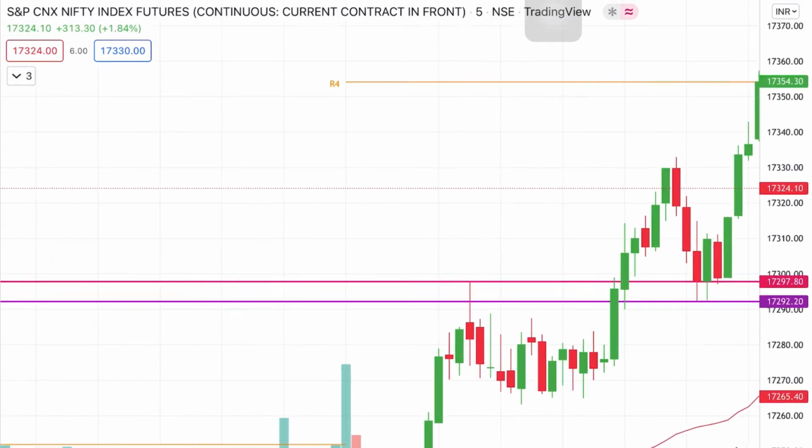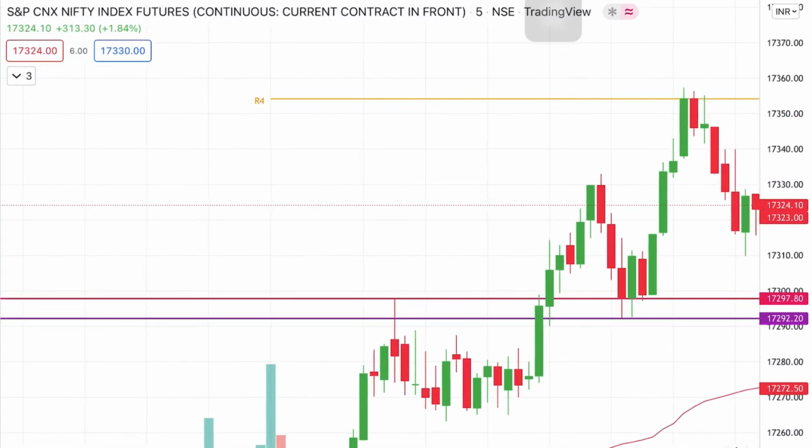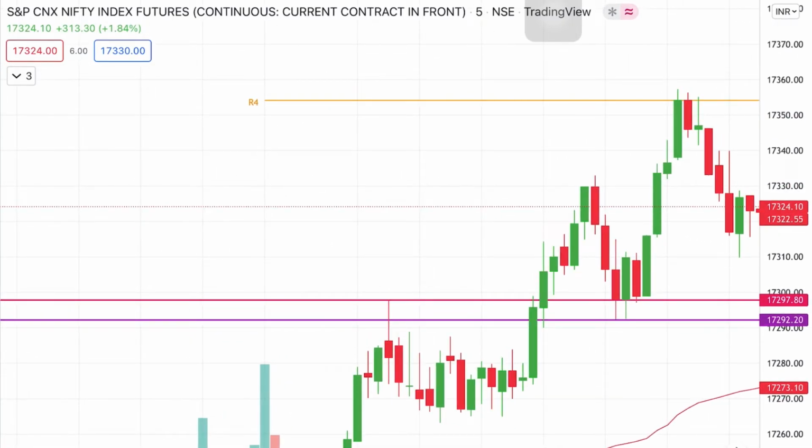And now the R4, as I told you, the pivot points are there for booking profits. So the market reached R4. You are free to book your profits at this point, and if you don't, then the markets will take those profits from you. So having a system is important, and following that system is even more important. So as I told you, I use these pivot points for booking profits.